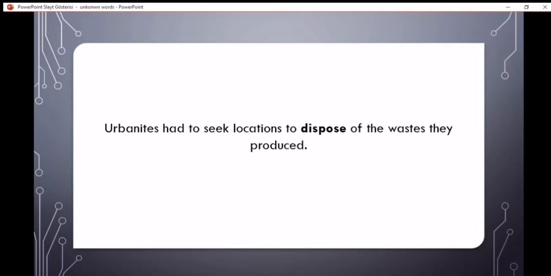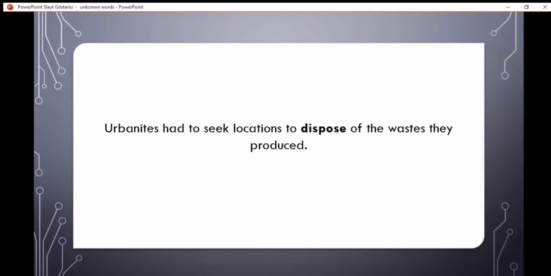Urbanites had to seek locations to dispose of the wastes they produced. Now, let's see this urbanites. Urbanites had to seek locations to dispose of the wastes they produced.